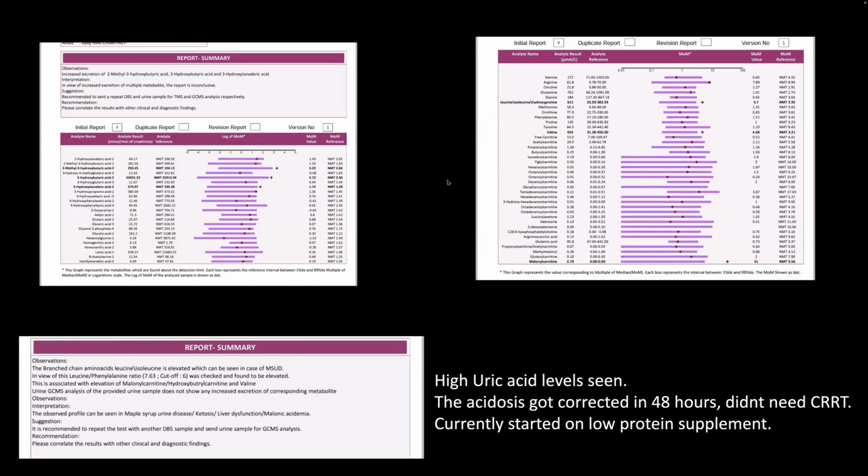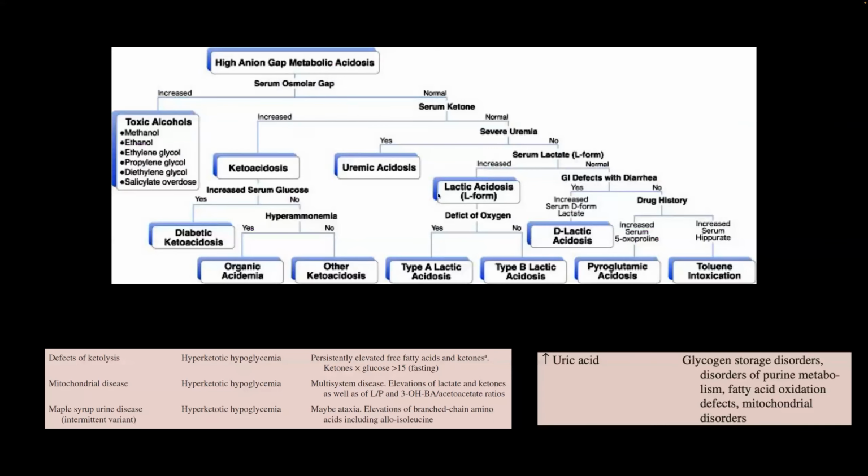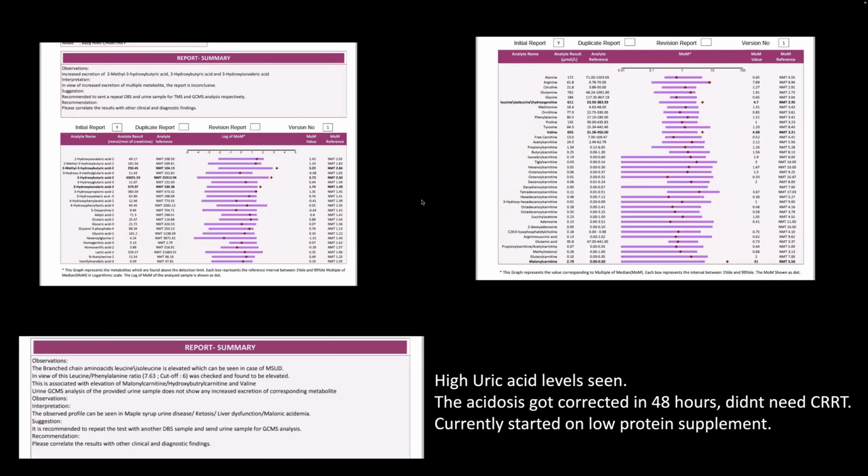There were differentials raised, like beta ketothiolase deficiency on the GCMS report, but on discussion with the biochemist, he said that in that condition, tiglyl carnitine should be increased in TMS, which was not there. So there was a mismatch in the TMS and GCMS reports. Also, there was high uric acid in this child, around 15 or 16, which got corrected after the acidosis got corrected. So as of now, we don't have a clear-cut metabolic answer.